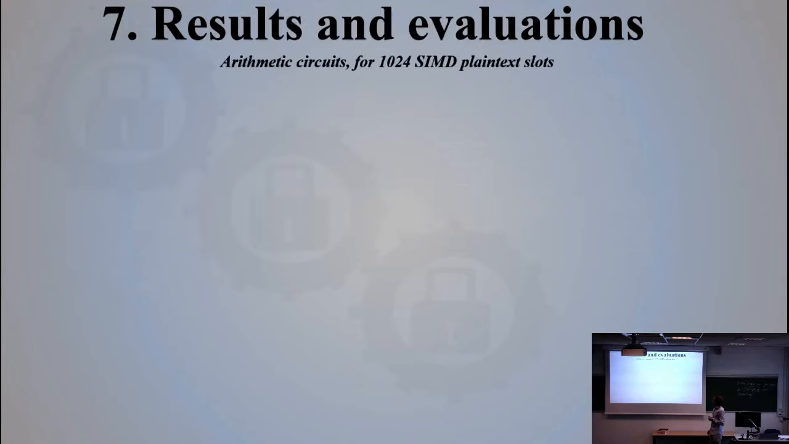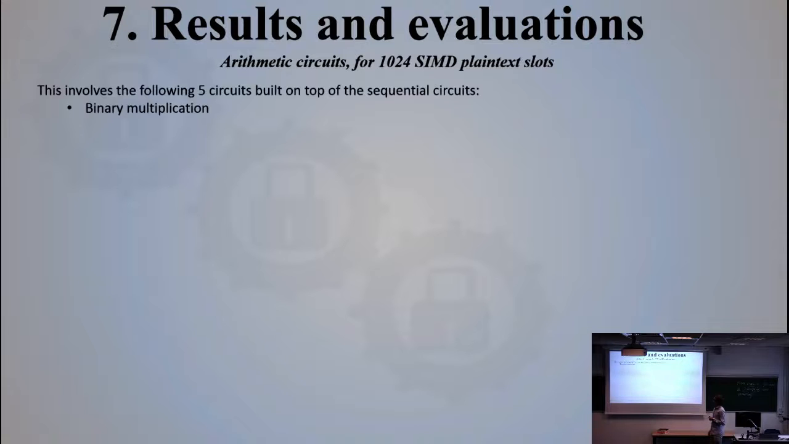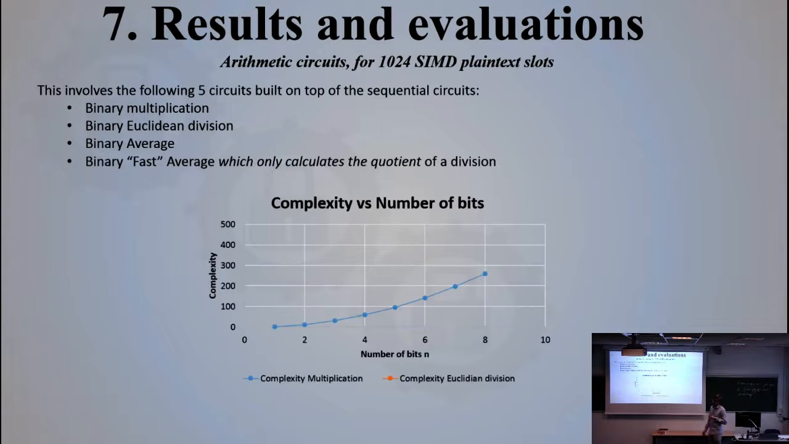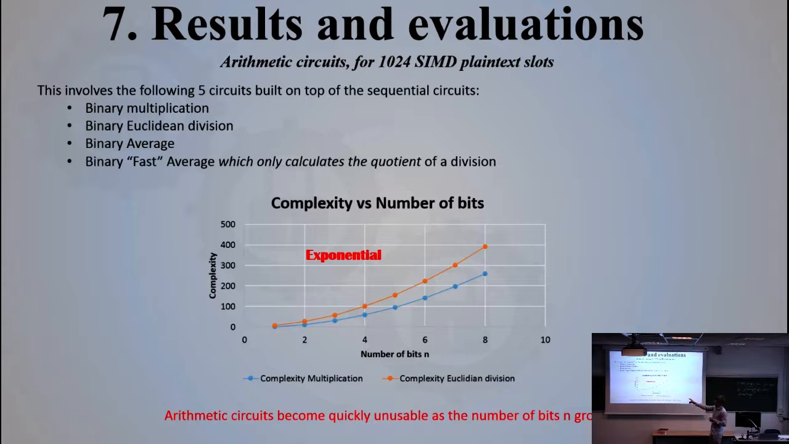All right. And finally, the arithmetic circuit, which concerns binary multiplication, well, more complex circuits. Now the complexity is exponential, so this is quite bad. It means, for example, over 8 bits, usually for the multiplication, you cannot do anything. It doesn't work. Arithmetic circuits become really unusable as the number of bits n grows.